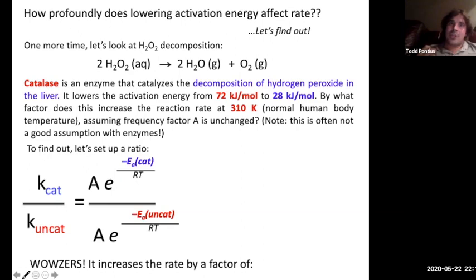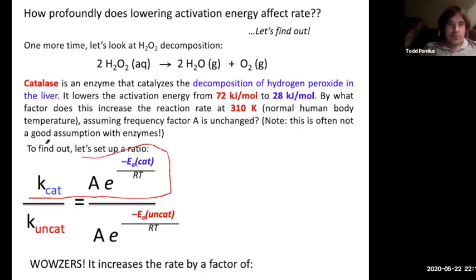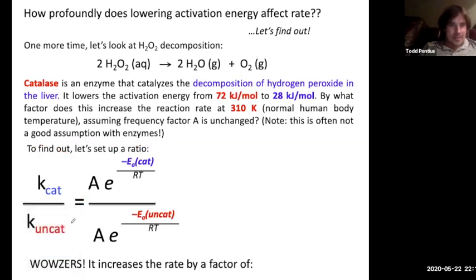We're going to set up a ratio of k-cat, our catalyzed reaction, divided by k-uncat, the k of our uncatalyzed reaction. We're going to use the Arrhenius equation. Here is our Arrhenius equation right here: k is equal to our frequency factor A times e to the negative activation energy divided by RT. All we're doing is setting up this ratio, so we're dividing that by basically the exact same expression here. I'm going to erase that.